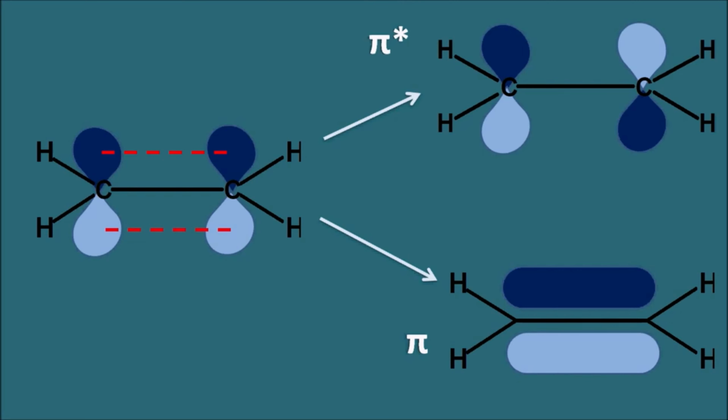And again, when we supply energy, electrons can jump from the pi to the pi anti-bonding molecular orbital, so that they show pi to pi transition.